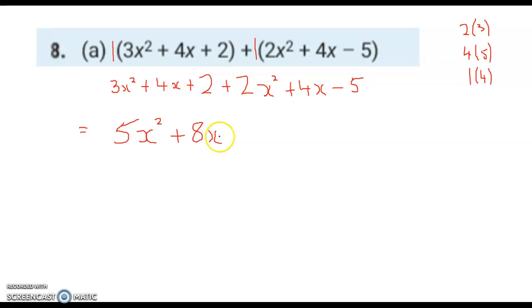And then you have 2 minus 5. Just be careful when the signs are different, small from big. So 2 from 5 gives you 3. Keeping the sign of the bigger number, you've got a minus there, so that's going to be minus 3. And that's part A done.